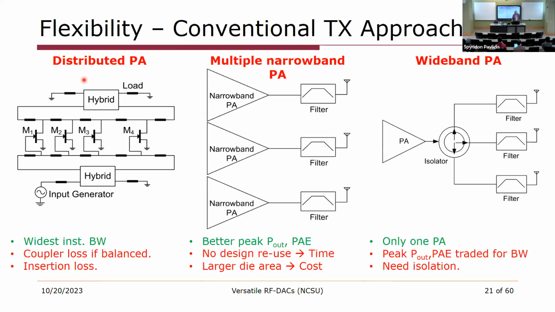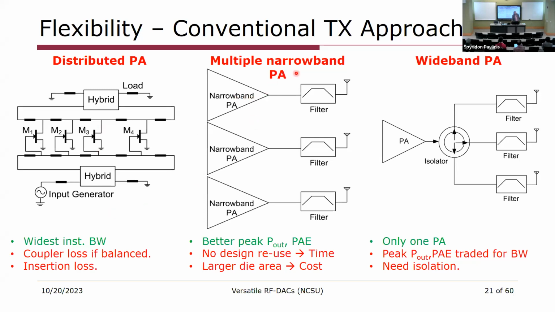It has wide instantaneous bandwidth, but there's a lot of additional loss. There's insertion loss in this artificial transmission line. We have all these devices that have to be biased for linear operation. And we have a couple of couplers as well that have to be broadband, and generally they tend to be pretty lossy in order to make that happen.